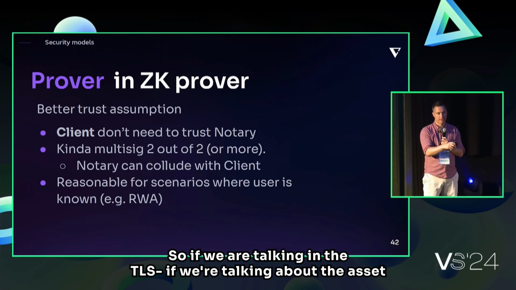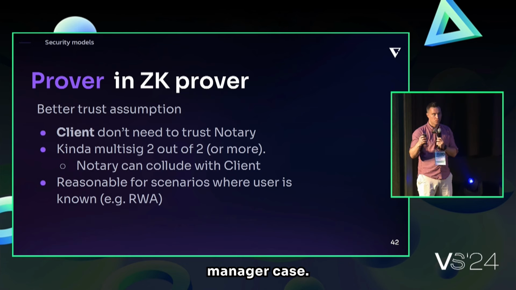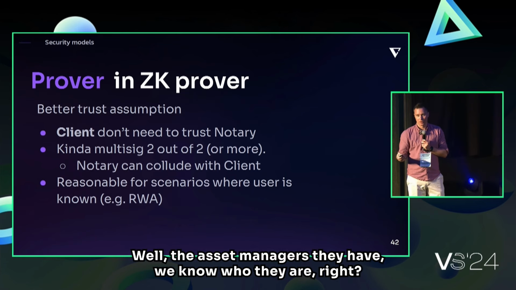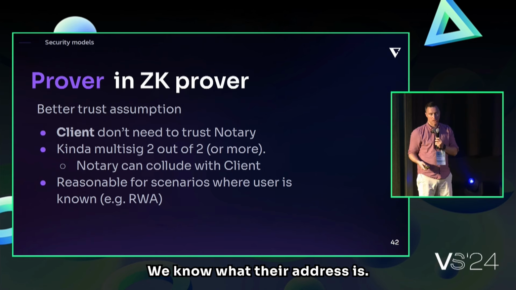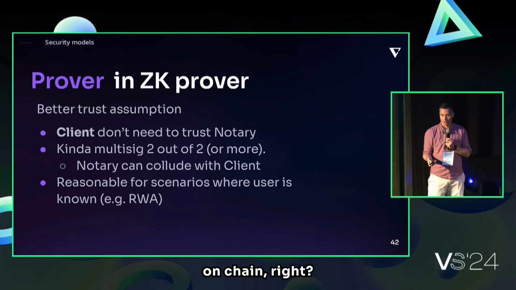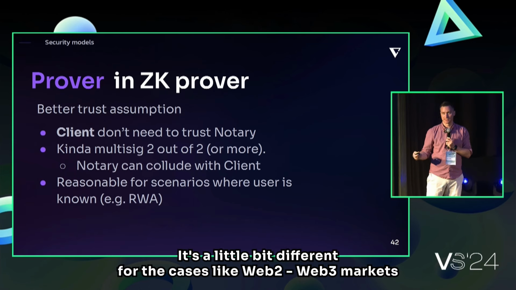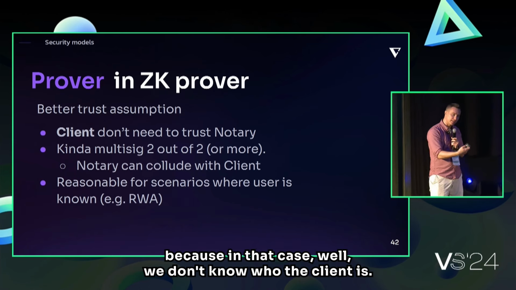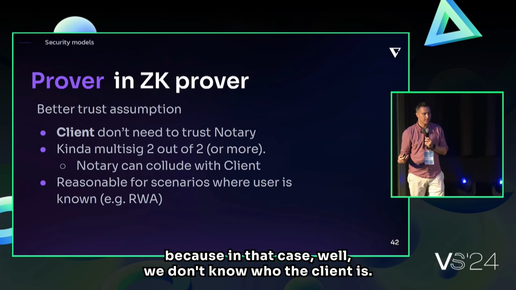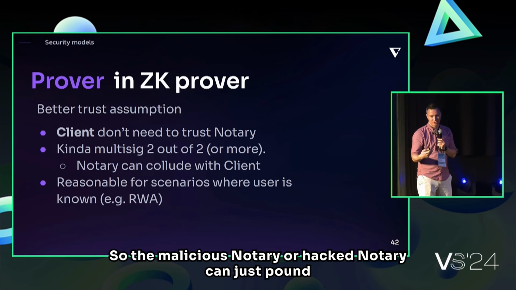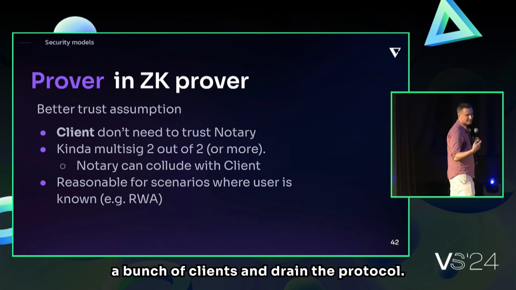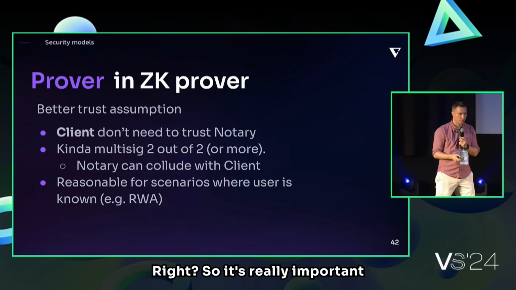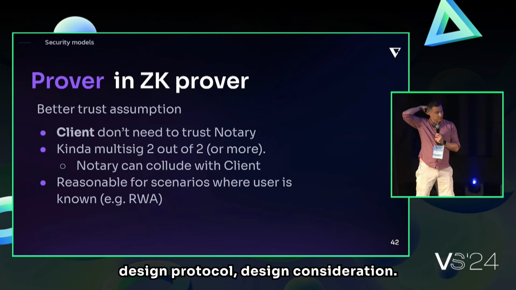If we're talking about the asset manager case, well, the asset managers, we know who they are, right? We know what bank account they're going to log in to. We know what their address is on-chain. It's a little bit different for cases like Web2, Web3 markets, because in that case we don't know who the client is, so a malicious or hacked notary can just spawn a bunch of clients and drain the protocol, right? So it's really an important protocol design consideration.